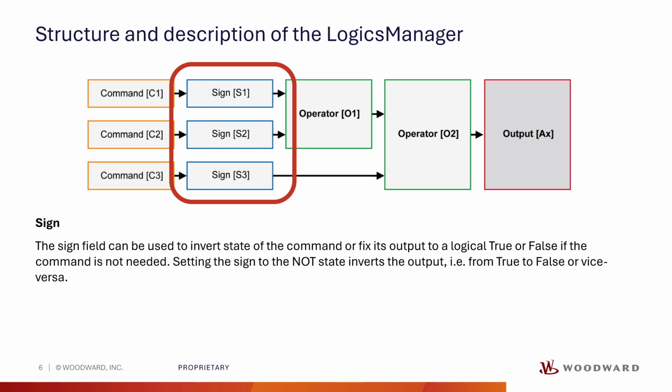The sign field can be used to invert the state of the input command or to fix its output to a logical true or false if that input is not used. Setting the sign to not state inverts the output of the command variable, i.e. from binary true to false or vice versa.